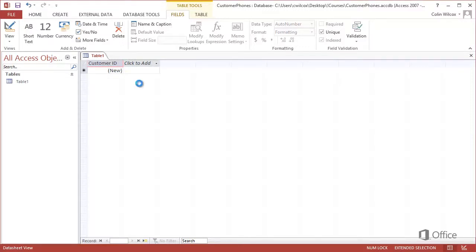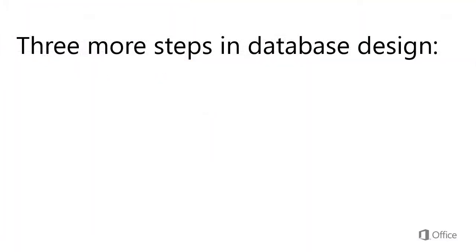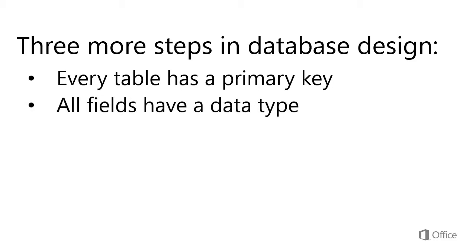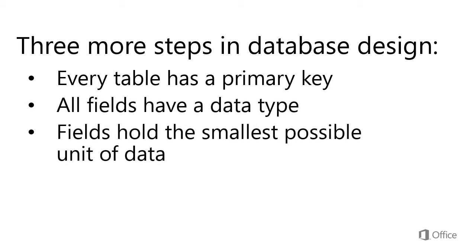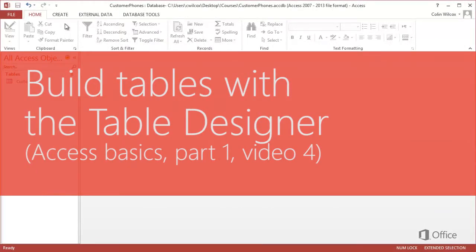In the previous session, we saw how to build a table in Datasheet view, and we looked at the data types you assign to the fields in your tables. We also looked at 3 more steps in database design. All tables have a primary key, all fields have a data type, and your fields hold the smallest possible unit of data. So now we'll build the second table in our example, and for this one I'll use Table Design View.